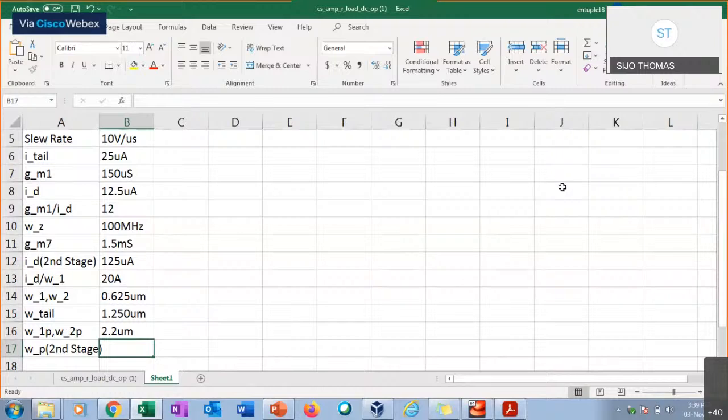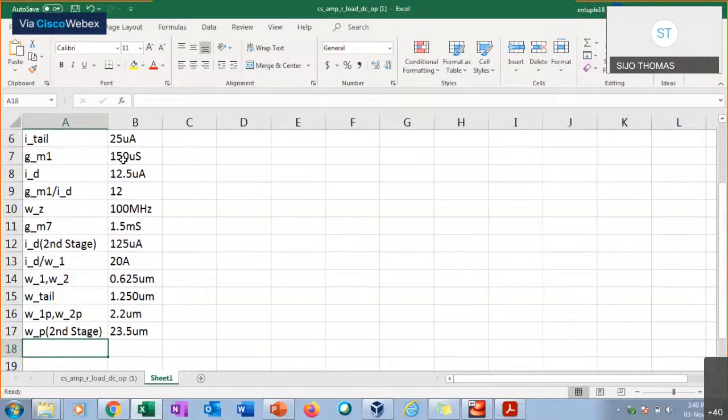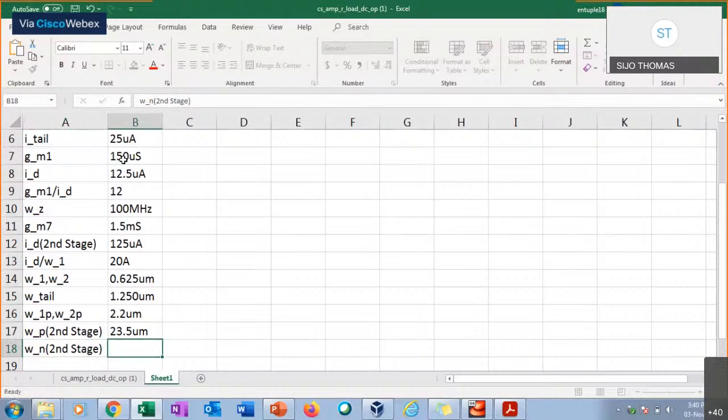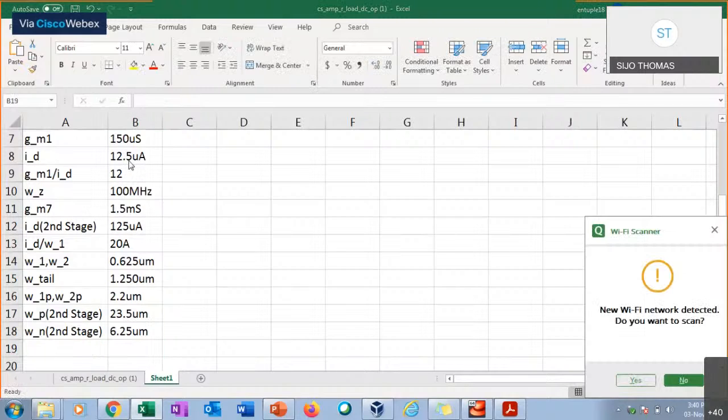Yeah, I think we forgot to put one more value, that is the NMOS load at the second stage, width of the NMOS load at second stage, WN second stage. There also the GM by ID remains the same, but current is 10 times of the first stage. So obviously width also will be 10 times of W1 and 2, that turns out to be 6.25 micrometer. W1 and 2 we already got, you can see on the 14th row it is 0.625 micrometer. So W_N second stage is 10 times of that one, because GM by ID remains the same, but ID increased to 10 times.